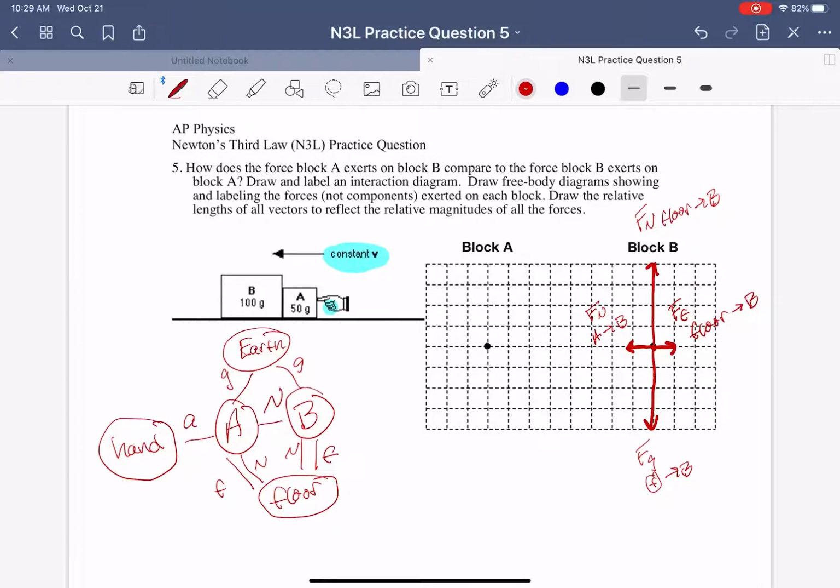So now I'm going to move on to block A. Block A has half the mass, so therefore its gravitational force is going to be half as big. And that is going to be balanced with my normal force.